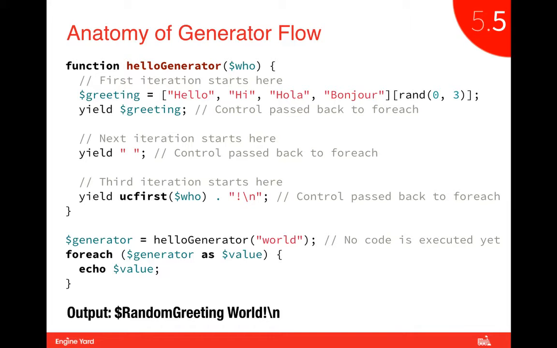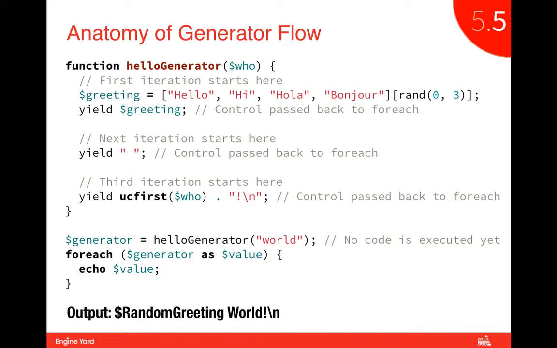We then yield that greeting, which basically means at that point, on the first iteration, we run through to here, and the control is passed back and forth. The next iteration will start here. So the function never runs all the way through at any one point. For each over this variable, the result of this function is assigned to, you'll see that here. It's actually stepping through the function bit by bit. So the next iteration starts here, so we output a space, control is passed back to our foreach. Third iteration starts here, and we actually use the argument and the output using first and the new line, control is passed back to foreach.